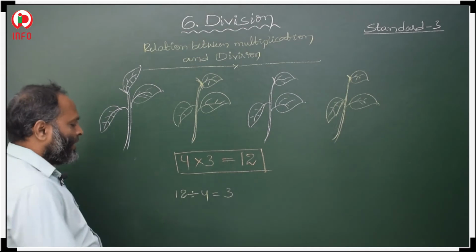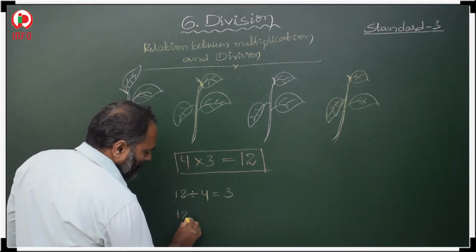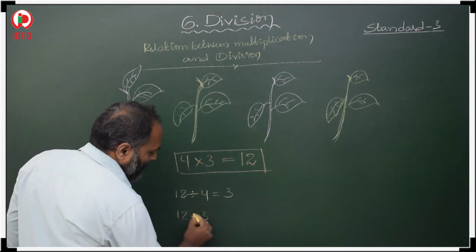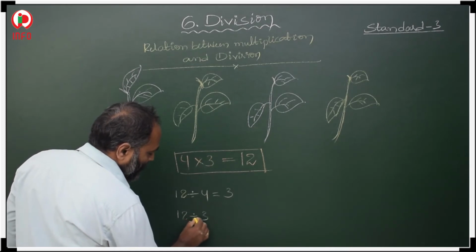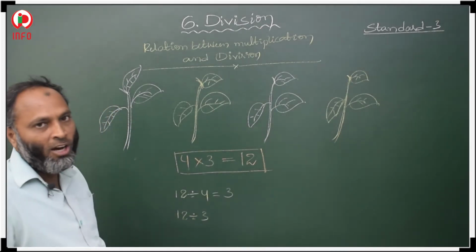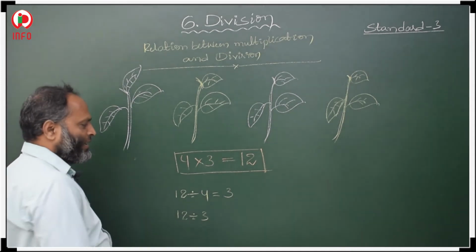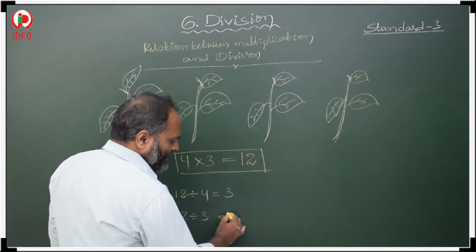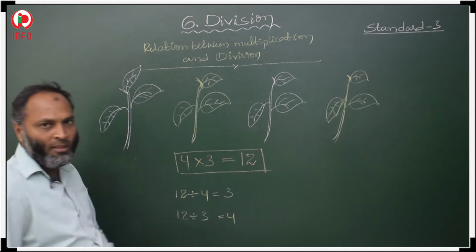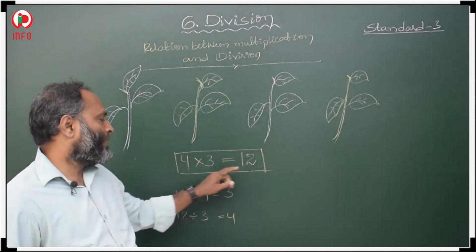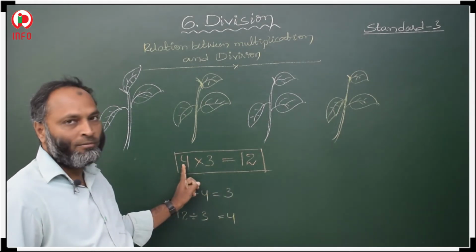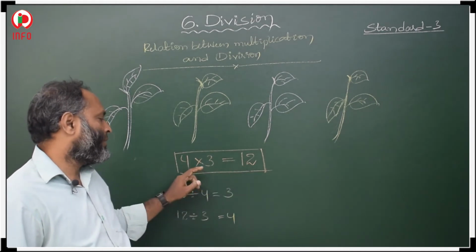Suppose a total of 12 leaves were there and 3 leaves on each tree. Then how many trees were there? 12 divided by 3 is equal to 4. If 12 divided by 3, then what does it give? 4. If 12 divided by 4, then what does it give? 3.